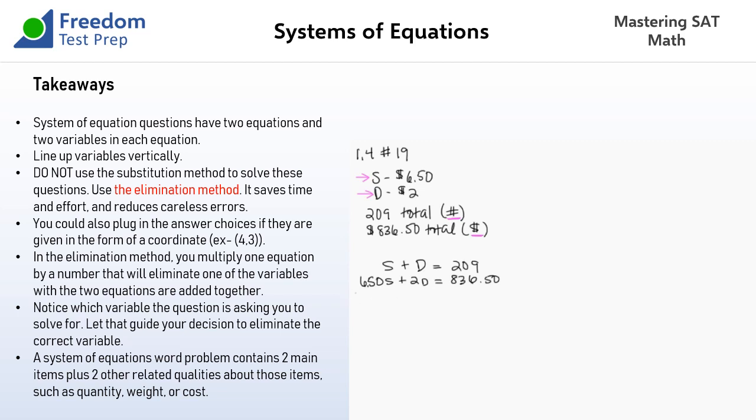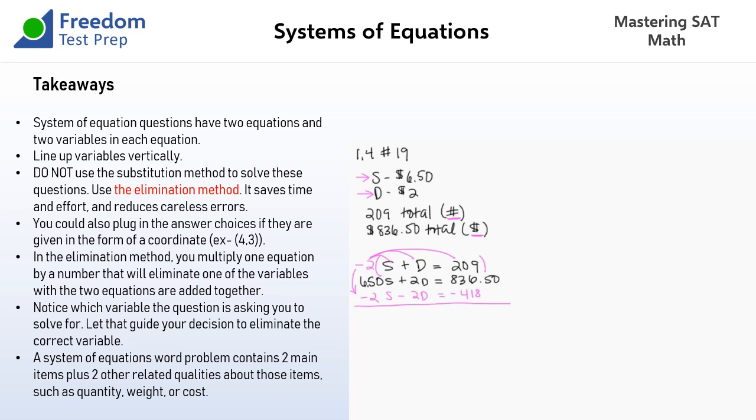Okay, now we're going to do something with it, right? Now we have to read the question part. How many salads were sold? Okay, great. So we want salads. That means we want to get rid of the drinks. So we have a 2D and a D. We can multiply this top by negative 2. Remember, you want them to cancel out, so you have to consider that sign. And if we bring that equation down, remember, we're distributing properly to everything. We get a negative 2S minus a 2D, and that's going to equal a negative 418.